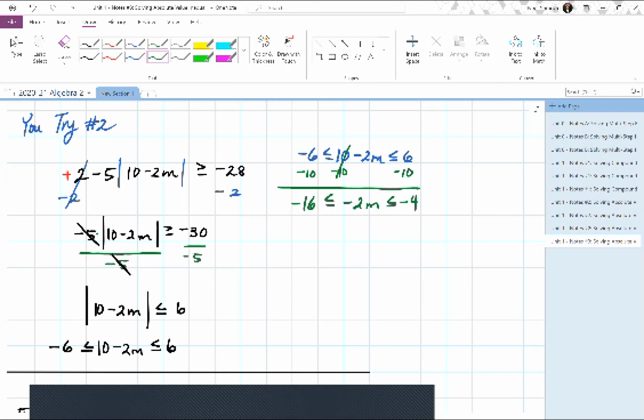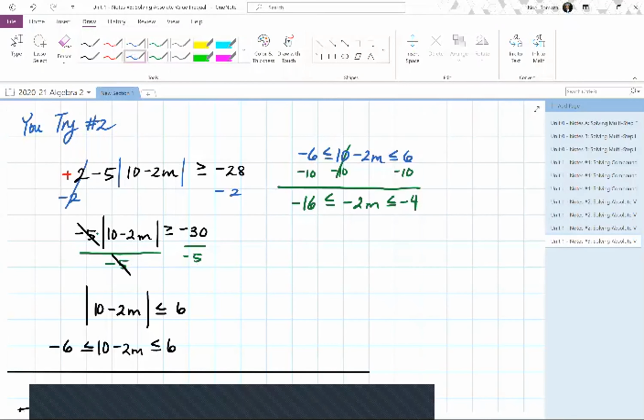All right. So from there, let's go ahead and divide everything by negative 2, so we can get m by itself. All right, so negative 2's cancel. You can bring down m. Negative 4 divided by negative 2 is a positive 2. And then negative 16 divided by negative 2 is positive 8. But since we divided by negatives, what do we need to do to both of those inequalities? Yeah, they both need to flip. I'm sorry, I didn't flip them.